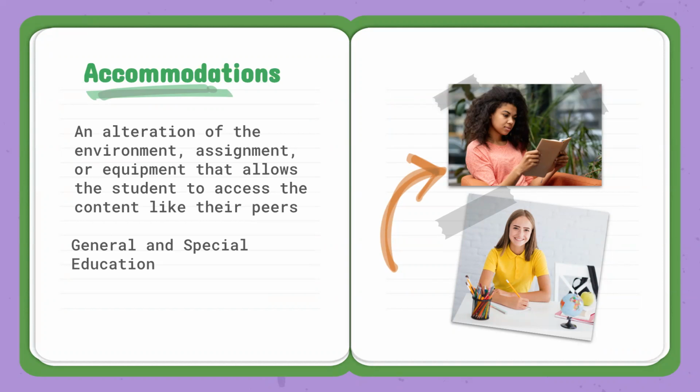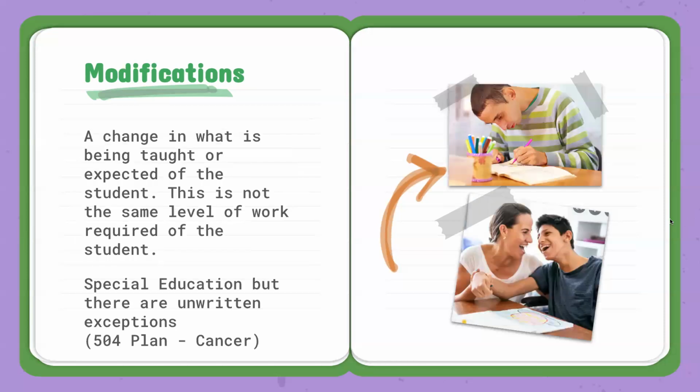So if there was a student who was spacing out thinking about the peanut butter and jelly sandwich you just made in another class, you're going to help them be able to pay attention there. Okay, a modification is a change in what is being taught or expected of the student. This is not the same level of work required of the student.